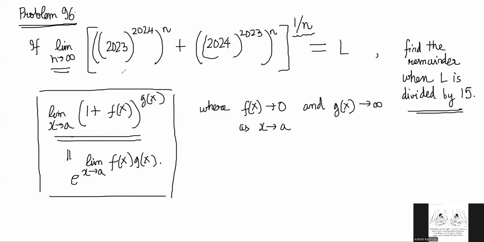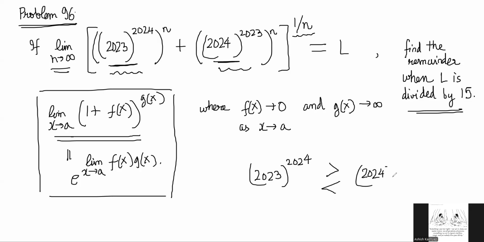So we are going to try to use that concept here, but this is a slightly trickier situation. First of all, I want to compare the two numbers here. I want to find out which number is bigger, because my idea is to divide by the bigger number in order to get a 1 inside the bracket, right? So my first job is trying to figure out whether 2023 to the power 2024 is greater or smaller than 2024 to the power 2023. Once we figure that out, then only we can proceed here, right?